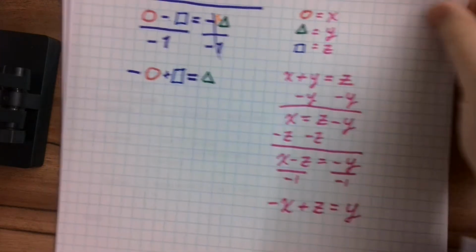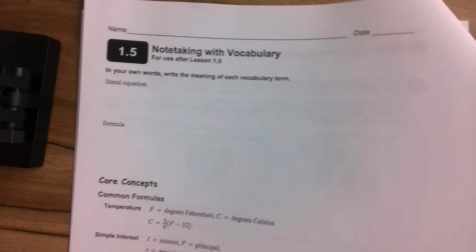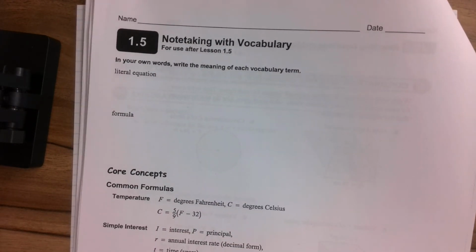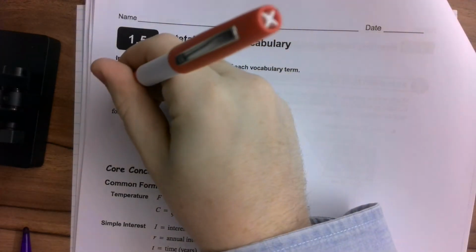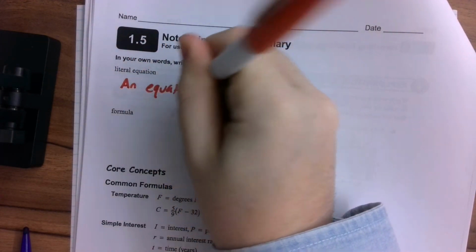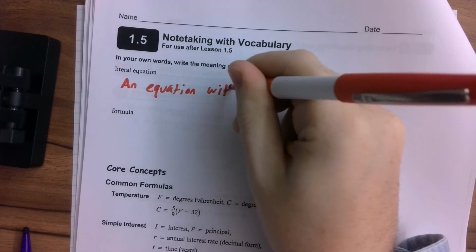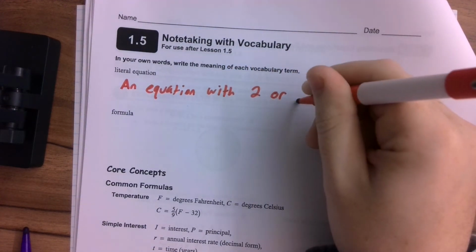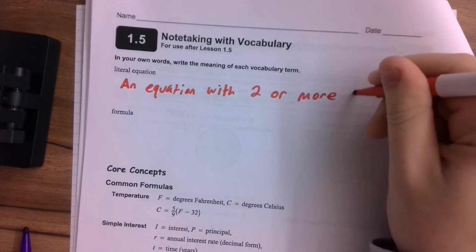So let's flip back to our notes. These are on page 24. And let's talk definitions for a moment. The definition of a literal equation is this. A literal equation is an equation with two or more variables.